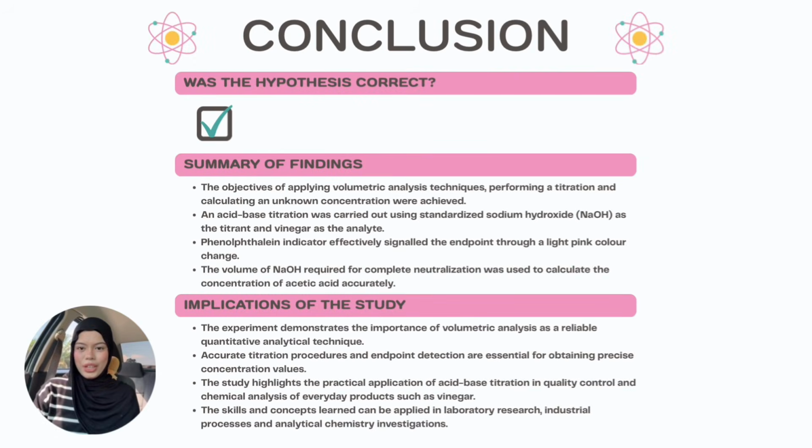In conclusion, this presentation has explained the principles and applications of volumetric analysis as a quantitative method for determining the concentration of an unknown solution. We have also described the acid-base titration process using standardized sodium hydroxide as the titrant and vinegar containing acetic acid as the analyte, as well as the role of phenolphthalein in identifying the endpoint through a light pink color change. This presentation has also demonstrated how the volume of sodium hydroxide required at the endpoint can be used to accurately calculate the concentration of acetic acid.